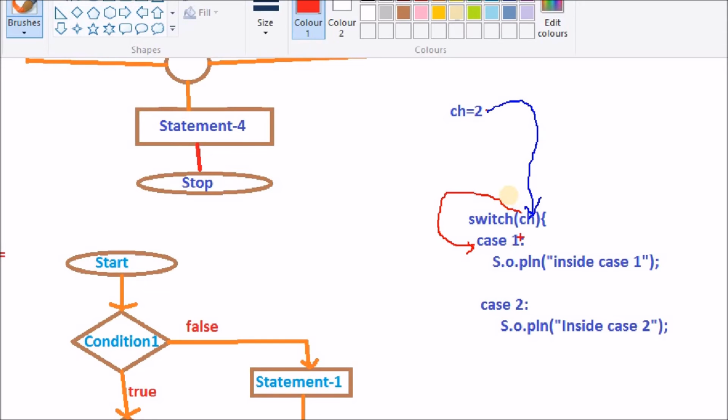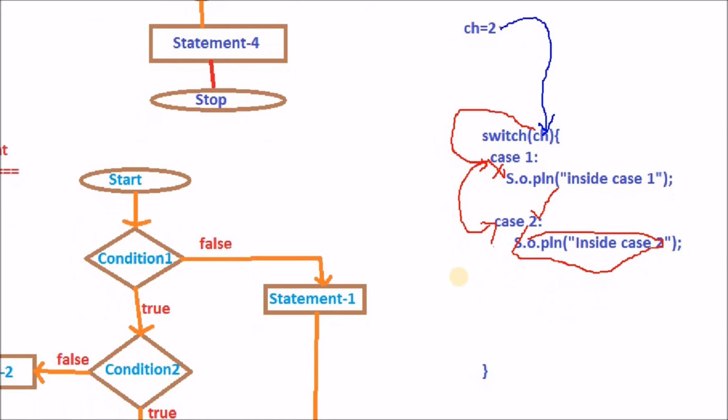Now case is 1, right? So it is not executed. Now again it skips to case 2. Now this is satisfied, so this statement is executed, and then it moves to the next one.